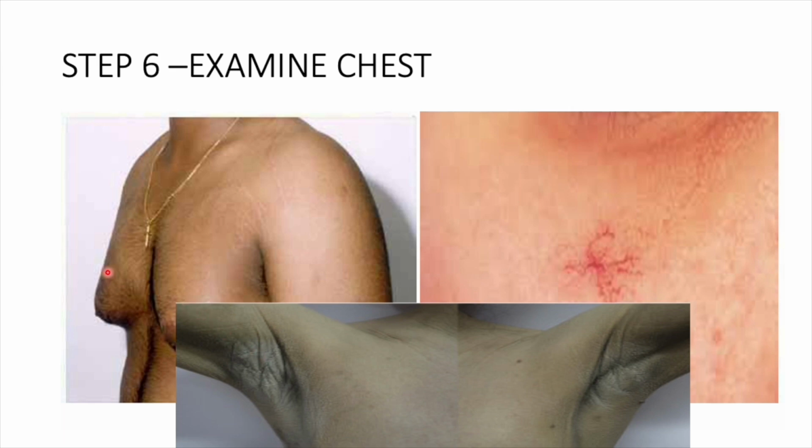The second finding you should look for is gynecomastia. It is not the fat tissue, but you palpate with your fingers and see whether the breast tissue is enlarged. Examine the axilla and also the chest and see whether there is any hair loss or feminine distribution of the hair.